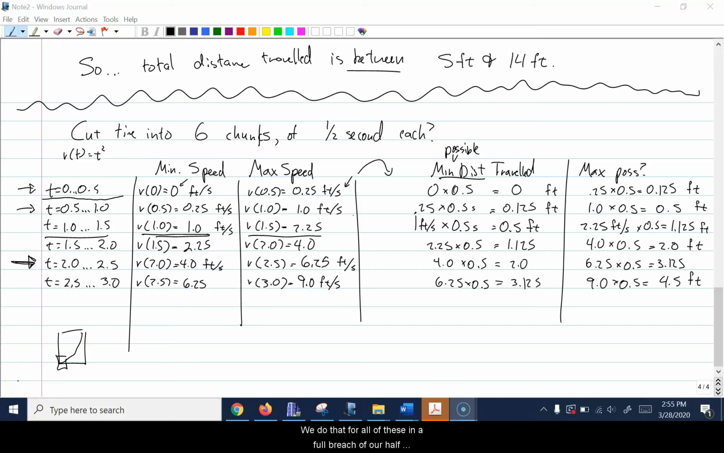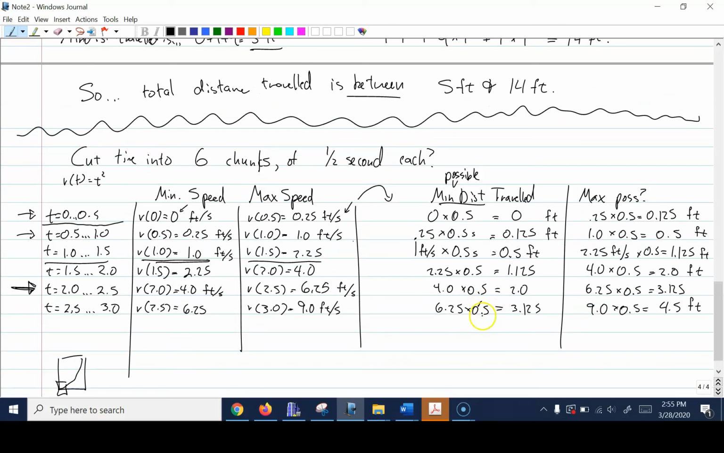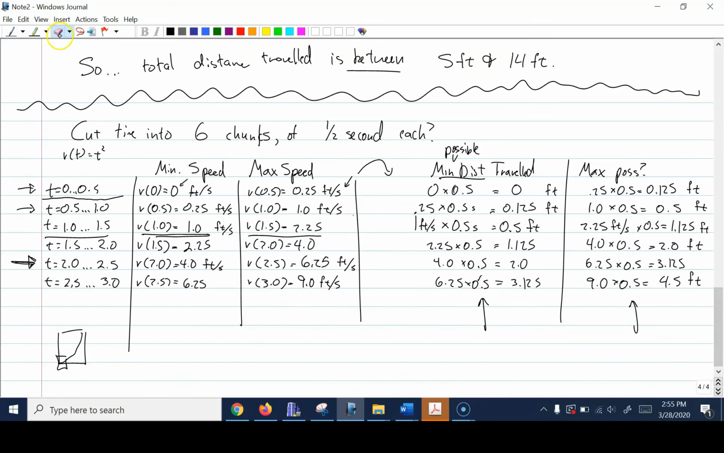So we do that for all of these intervals. For each of our half-second time periods, we've written down what the minimum speed and the maximum speed was in feet per second. We multiply each of those by half a second. We're multiplying by the same thing every time. That's kind of convenient. And we get an answer for the smallest distance that the fly could have traveled over the course of that half second. And in the right-hand column, we have the largest distance that the fly could have traveled in that half second.